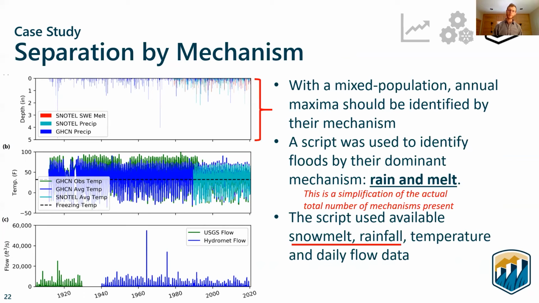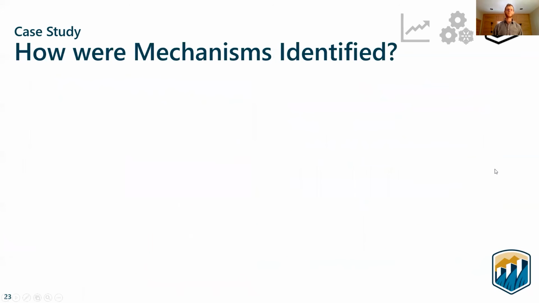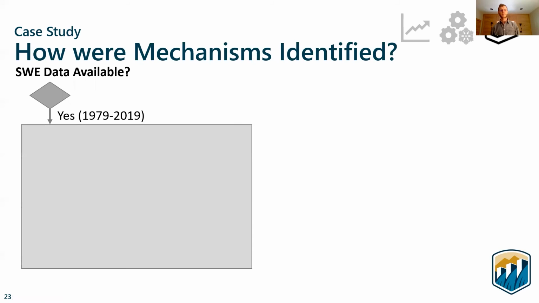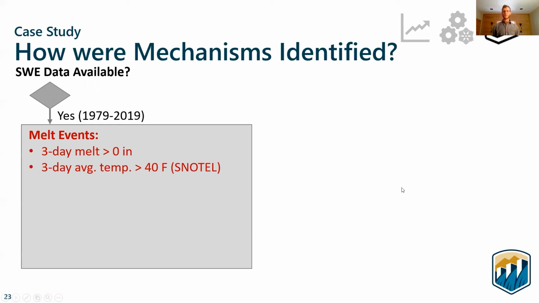And so here we've got snowmelt, temperature, daily flow. So how were they actually identified? I created a Python script that asks a few different questions. First, is snow water equivalent data available? If yes, then we go into this logic. If the 3-day melt is greater than 0 and the average temperature is greater than 40, then it's a melt event. If 3-day precip is greater than 0.25 inches, then rain is present.